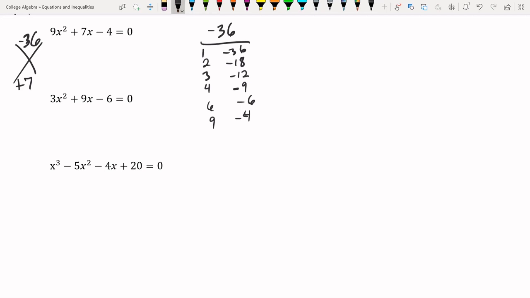I guess I can write them all out. It's not too much harder. 12 times negative 3, 18 times negative 2, and 36 times negative 1. And all we're going to do is add up going across.